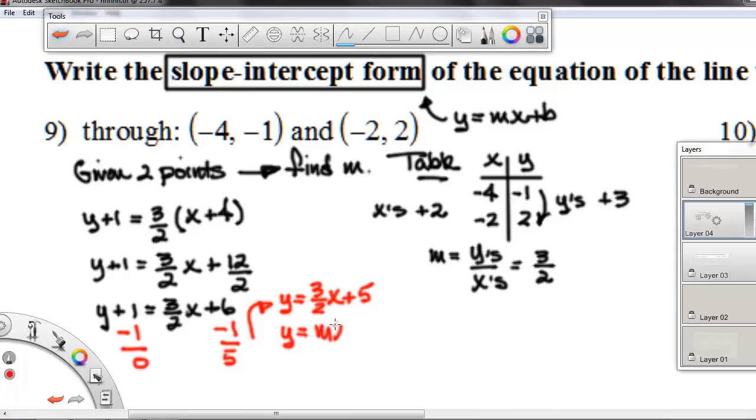So y equals mx plus b. You can see that it is in slope-intercept form. The y-intercept is 5 and the slope is 3/2. That is our answer.